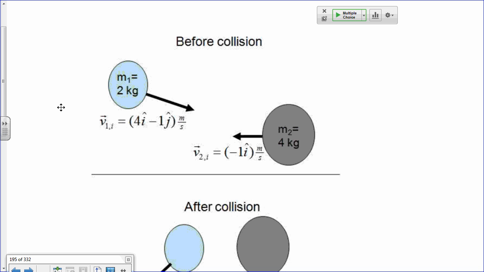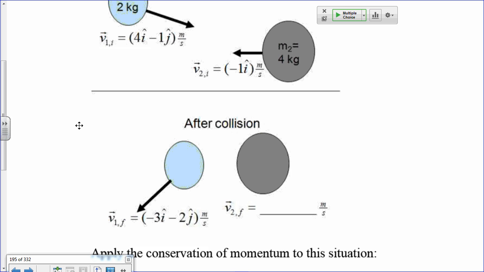I have m1 colliding with m2, and I give you their velocities there in vector notation. I could also give you their velocities at an angle, like a magnitude and a direction for the velocity, in which case you would need to write them in vector notation like this. It makes working the problem a lot easier if you write it in vector notation. And then after the collision, I give you the final velocity of one of the particles, and then I just want to know what is the final velocity of the second particle.